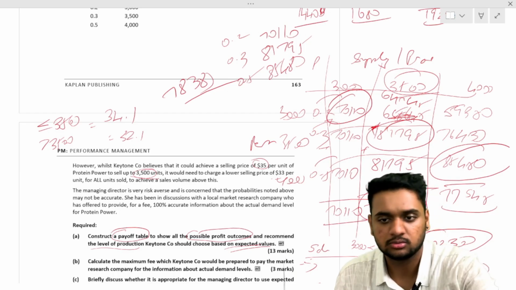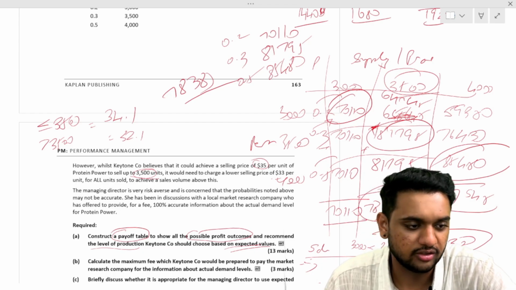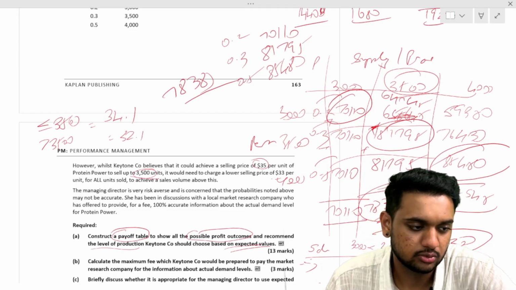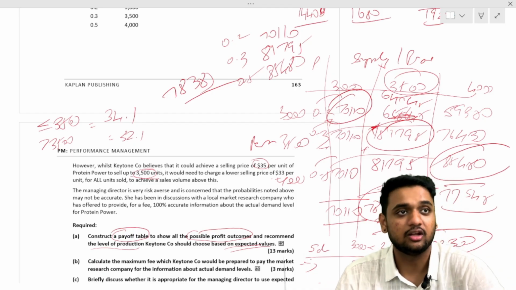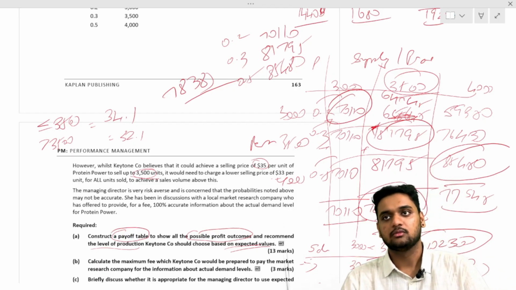1 lakh? 37,000? No. 81,301. Understood how we got 81,301 now? What happened?